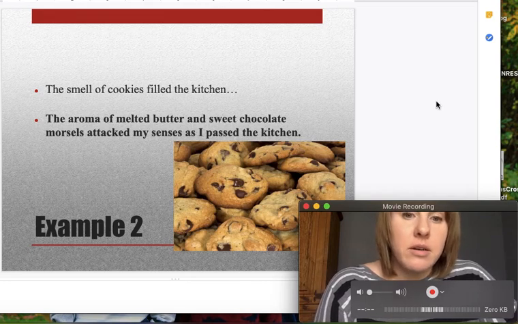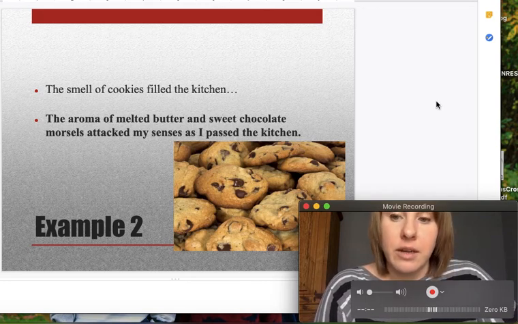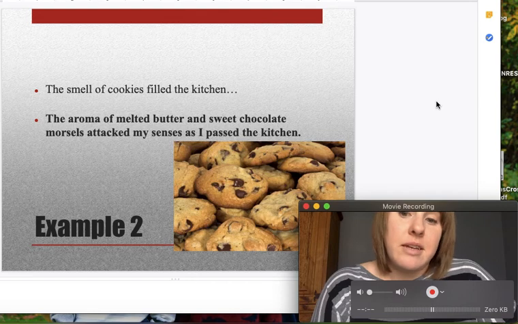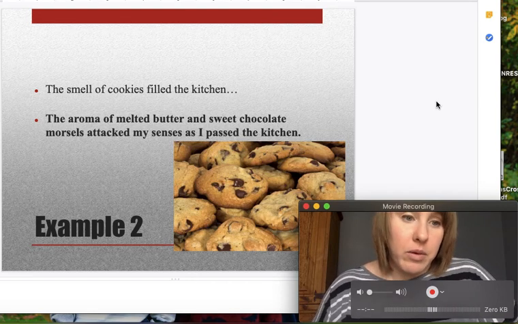So, melted butter, sweet chocolate morsels, those are the ingredients. Those are the specific things that you smell while you're baking cookies. And it kind of makes you want to have a cookie. I know I want one.